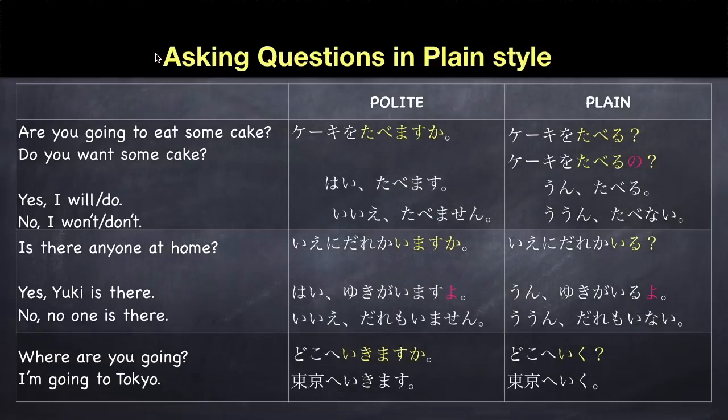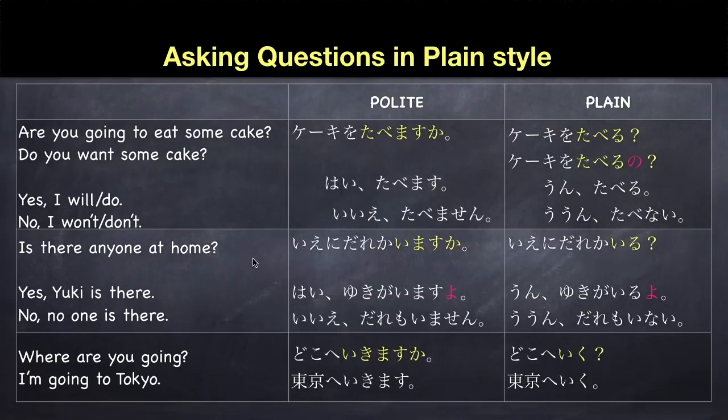So I've shown you already how to ask questions in plain style, but let me just go over it one more time. For example, are you going to eat some cake? Or do you want some cake? Keki o tabemasu ka? In plain form, keki o taberu? So we use the dictionary form of the verb and then we say it with a rising intonation to make it into a question. You can also say keki o taberu no? So no makes it softer. Taberu or tabenai.